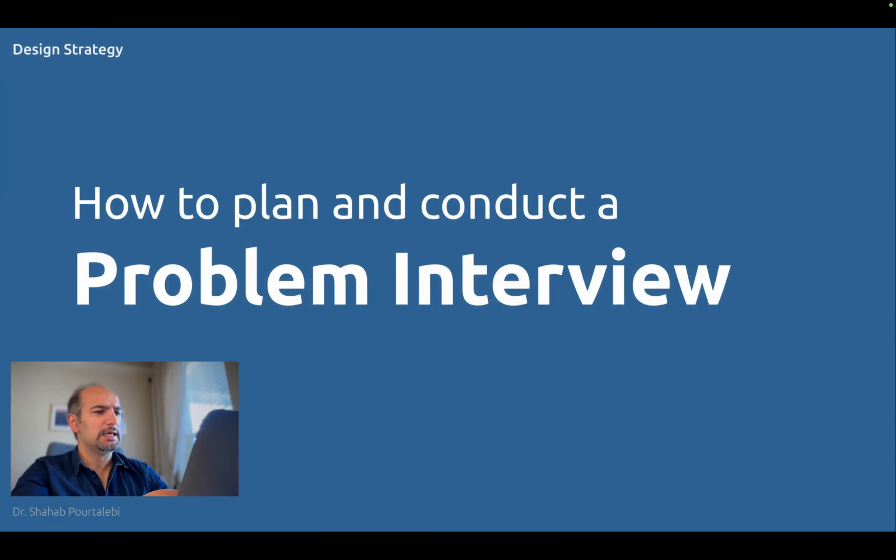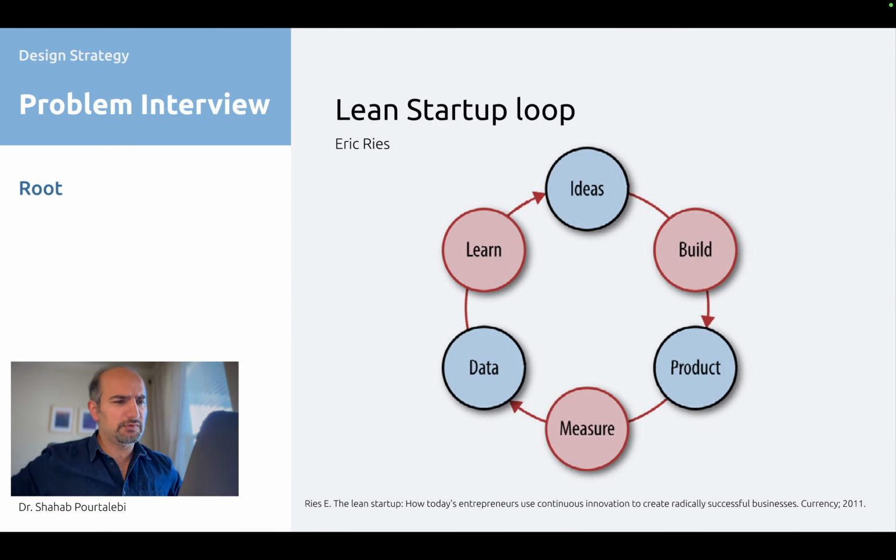After talking about the necessity of customer discovery in the early phases of this strategic design, and talking about different user research techniques that we have, now I want to talk a little bit about problem interview. How to plan and conduct a problem interview, because problem interview is a technique that could help us validate all those three assumptions that we had in the beginning.